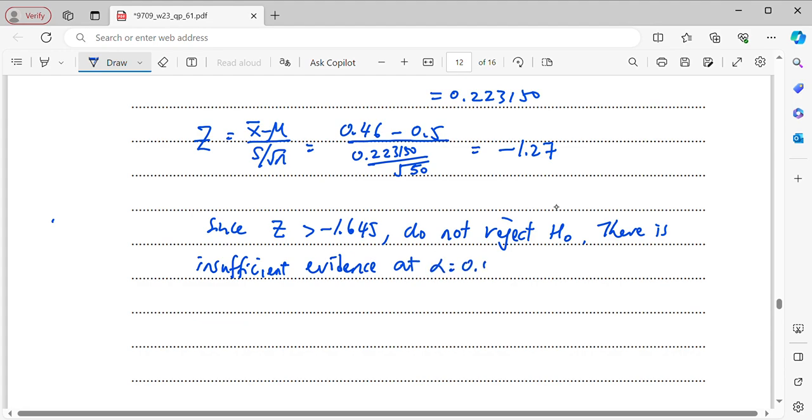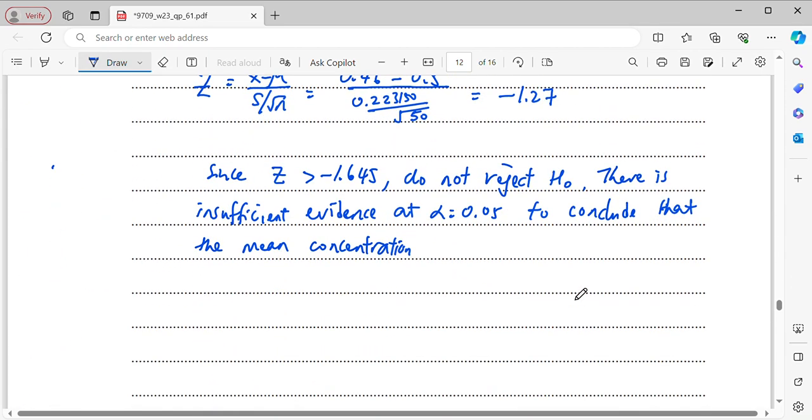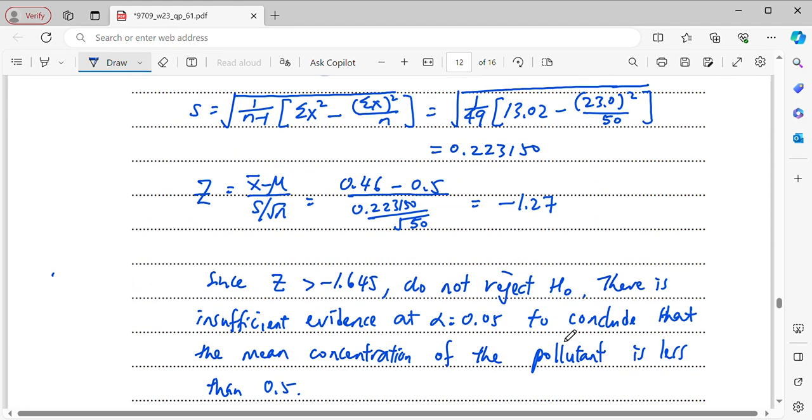at alpha is 0.05 to conclude that the mean concentration of the pollutant is less than 0.5. Okay, so that is the conclusion for this hypothesis testing.